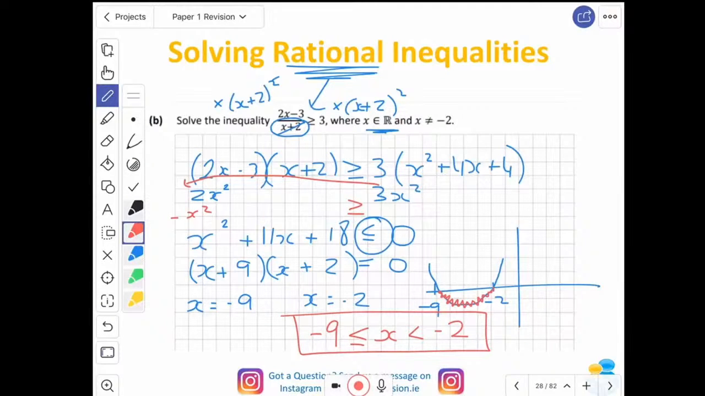So it's a sandwich. Whereas if our inequality was the other way around, if it was greater than or equal to 0, you'd be shading in here and here, which obviously it's not in this question, but if it was, you'd be saying x is less than or equal to minus 9, or x is greater than minus 2. But that would have been if it was the other way around, which it was not.